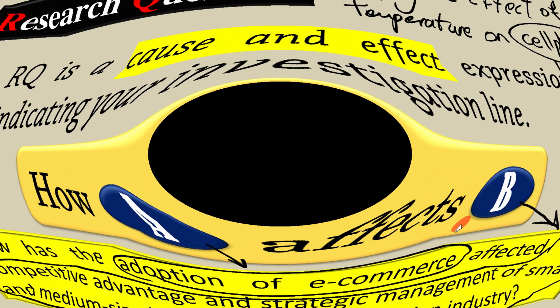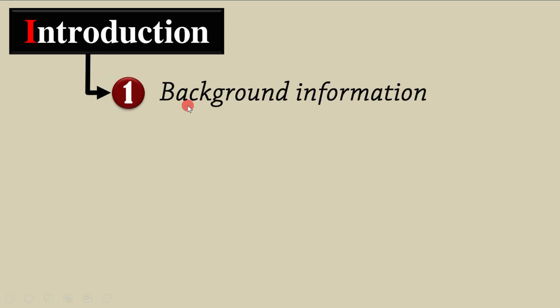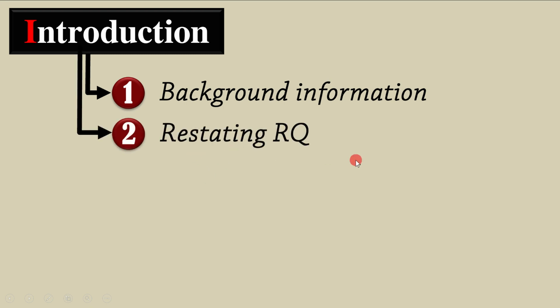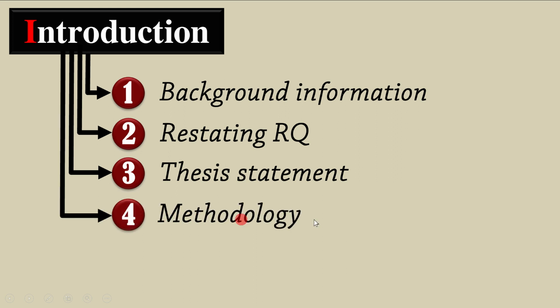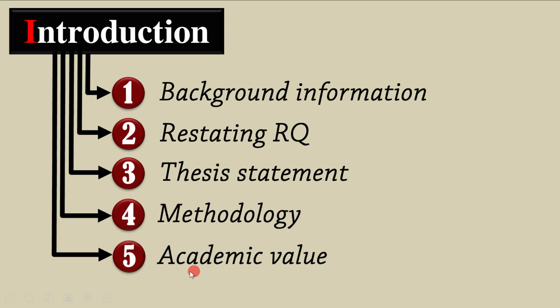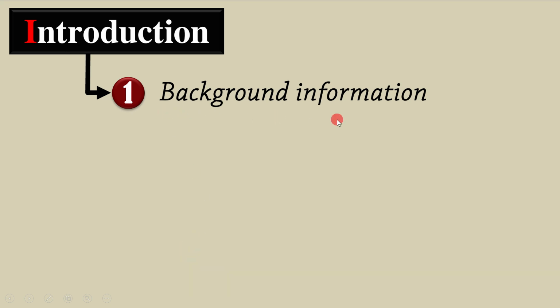Okay? Let's continue. In the introduction part, you will have 5 different modules. First is background information. Number 2 is restating your research question. Number 3 is the thesis statement. Number 4 is your methodology. And number 5 will be the academic value. Let's go for background information.